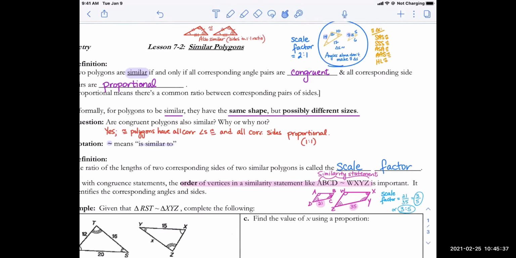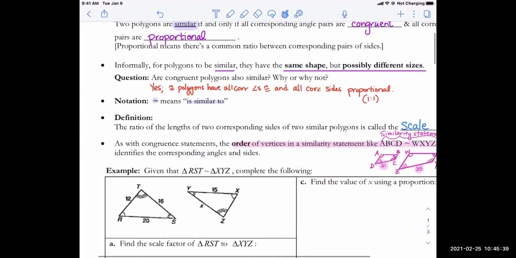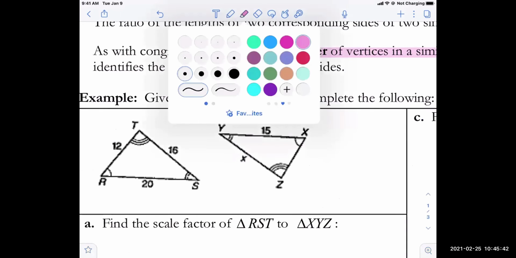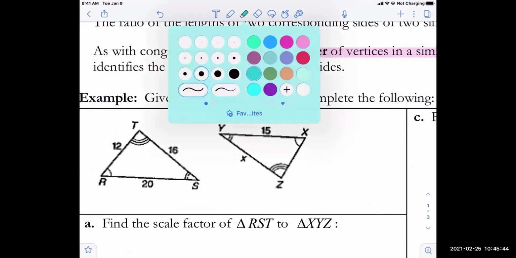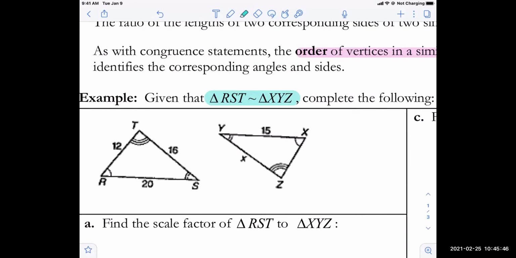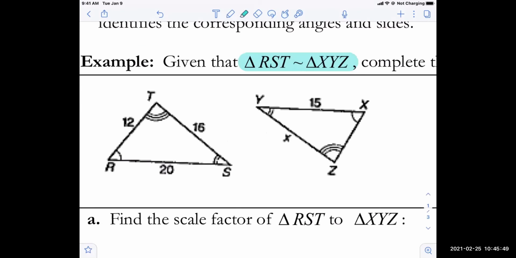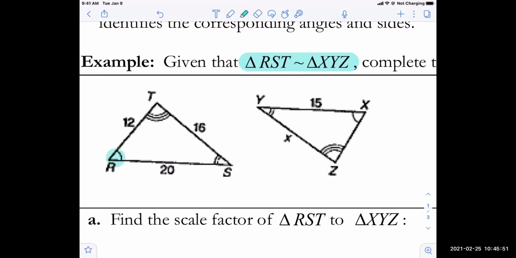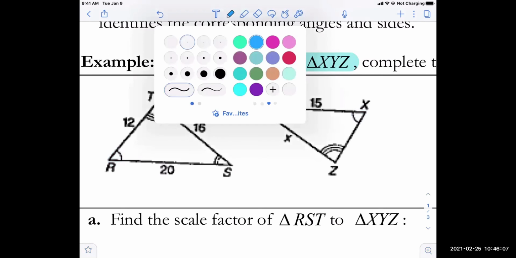Okay, so if we have similar shapes, which we know we do because they're telling us how everything matches up, we can see how things match up because R and X are marked to be congruent, right? And S and Y are marked to be congruent with 2 marks, and so on. Now I'm going to match up the sides. You can either use colors or indicate it on the picture.